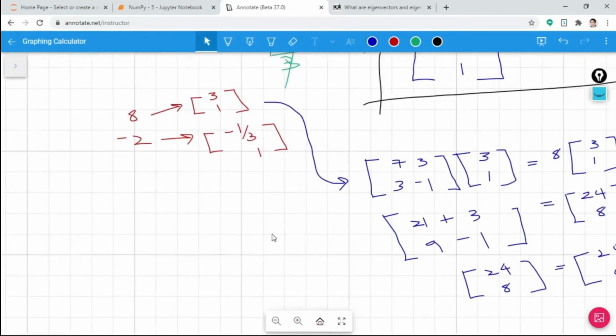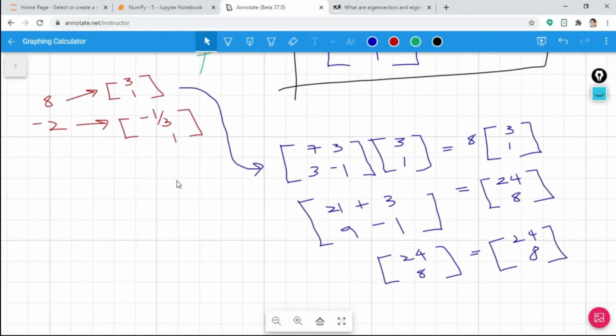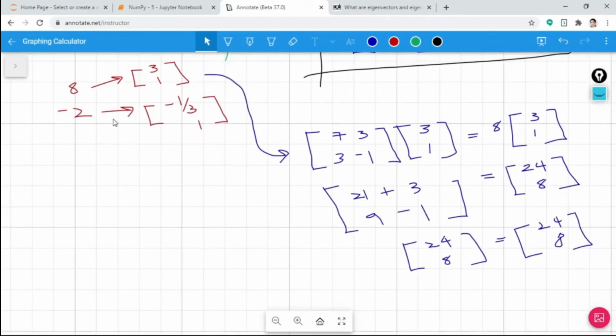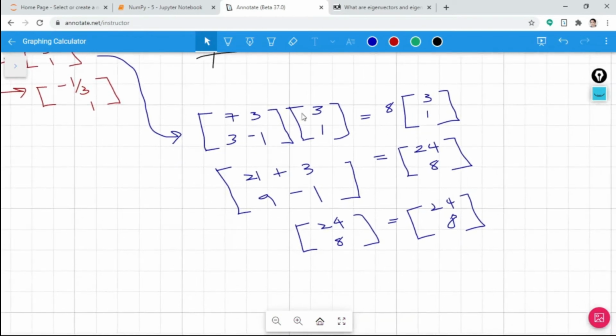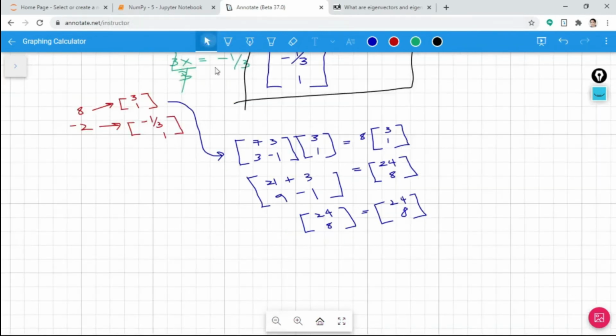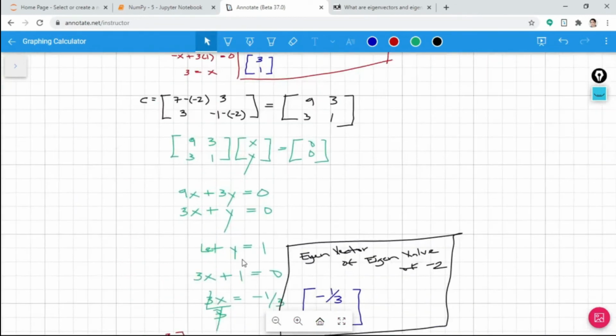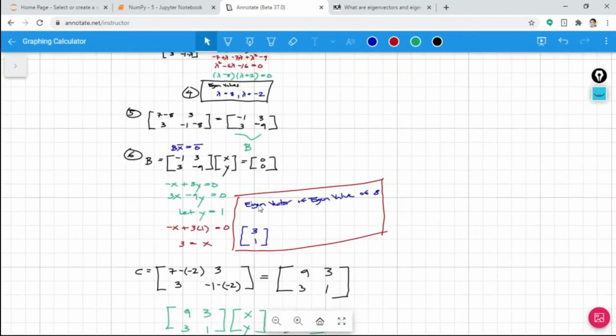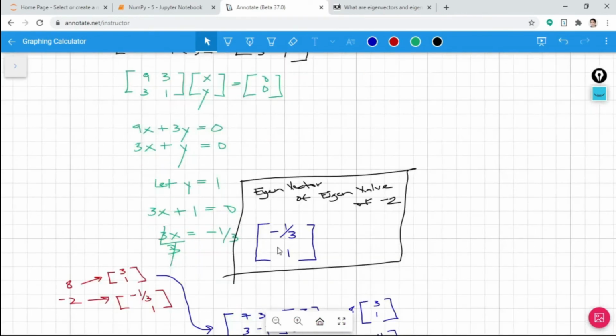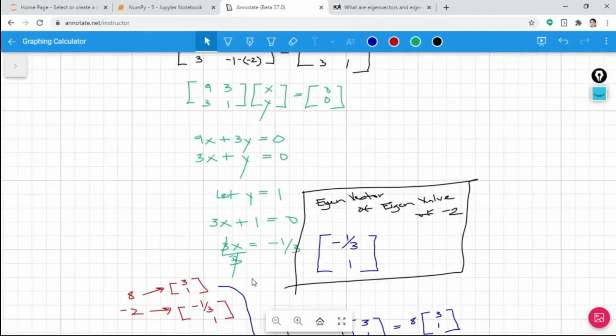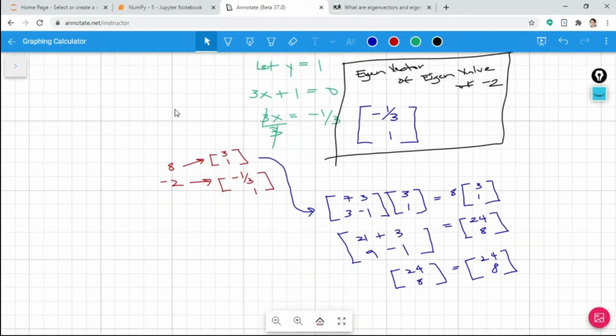If you want to check for the negative 2, if we arrive at the same value, you can check this one. But for the eigenvalue of 8, this proves that this is an eigenvector of that specific value. Okay, so let us check if this is correct in terms of NumPy. Remember, it's very easy to compute in NumPy, but this is very different when you do it manually.